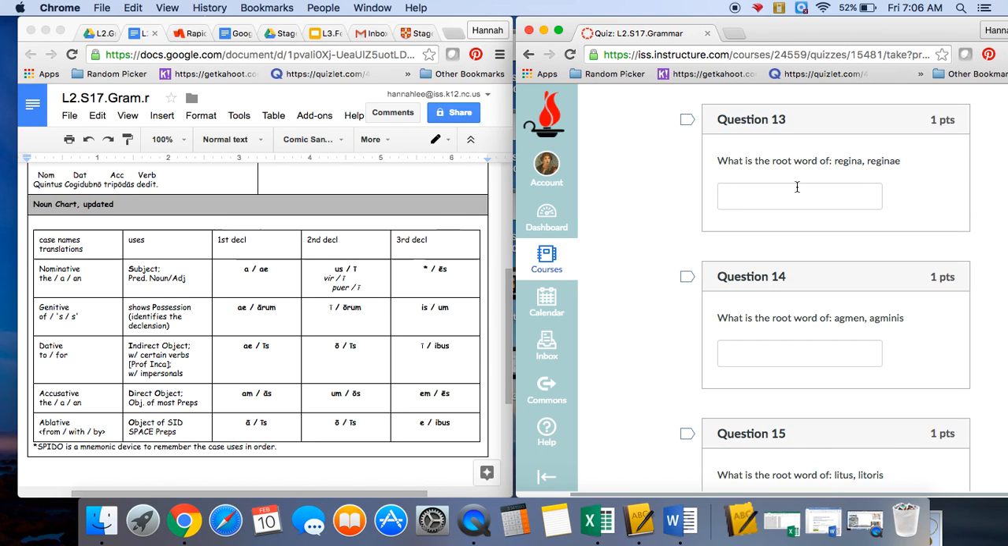Number 13, we're trying to find the root word. Root word is going to be the second spelling, take off the ending. So Regina, we can't use this form. We have to go to the Reginae and take off the A-E. R-E-G-I-N is the root word.